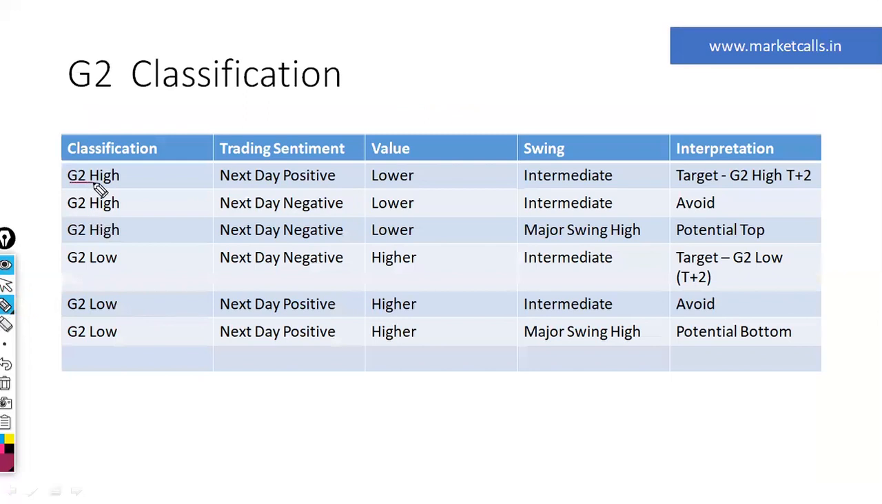So we have a G2 high. Next, how will a G2 high form? The G2 high will be formed something like this. It forms like this, it forms like this. It comes like this, it forms a lower high. Sorry, higher lows. It forms higher lows. And here, this is the G2 high.